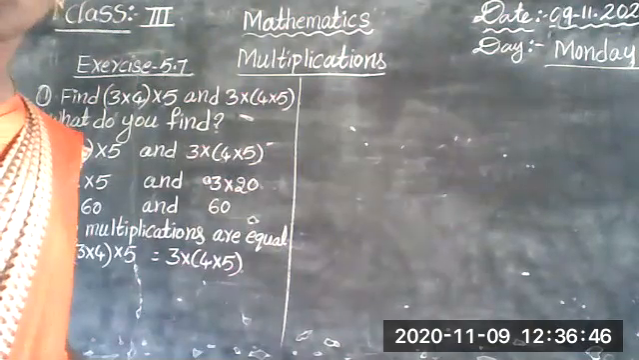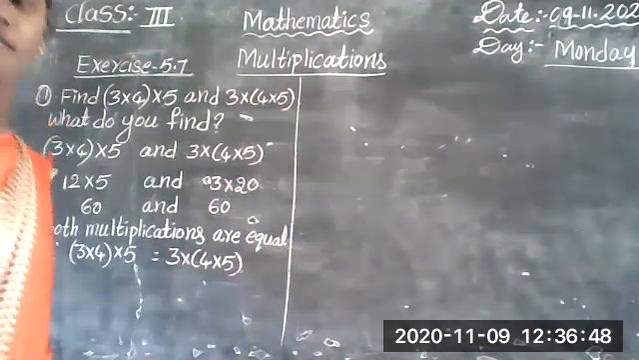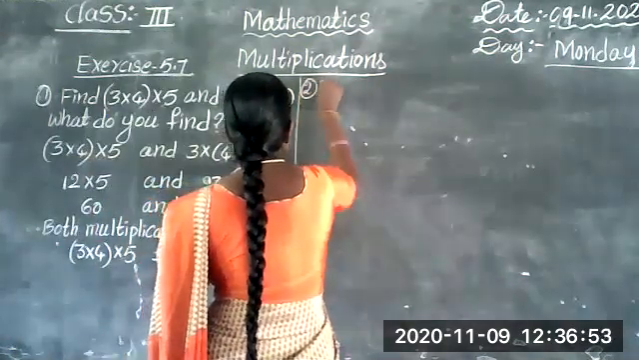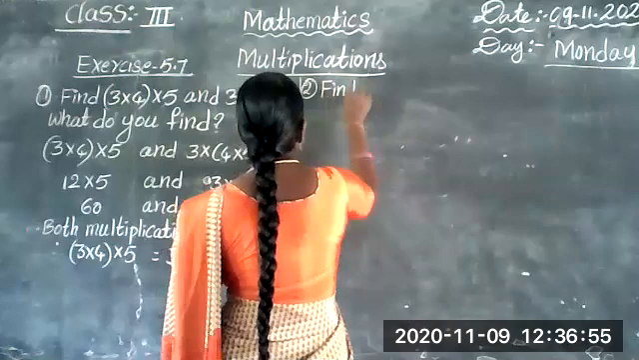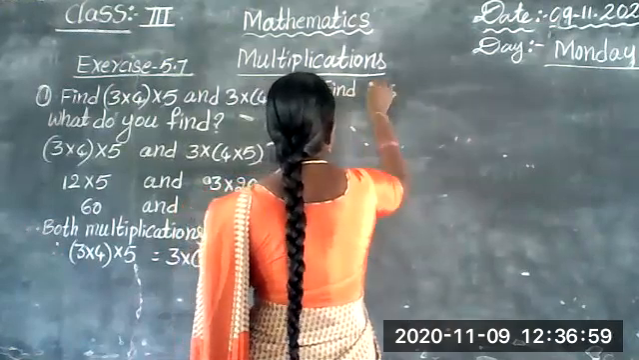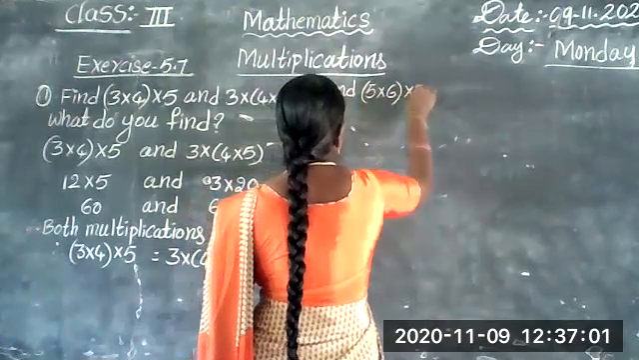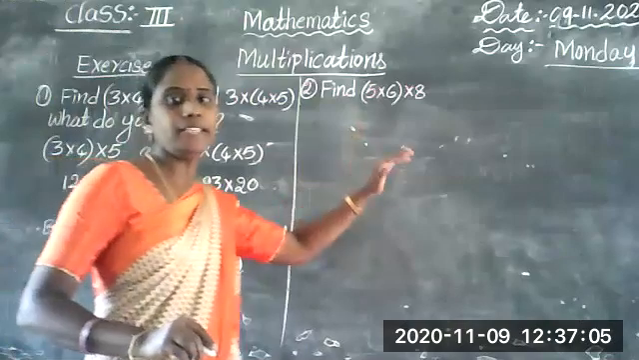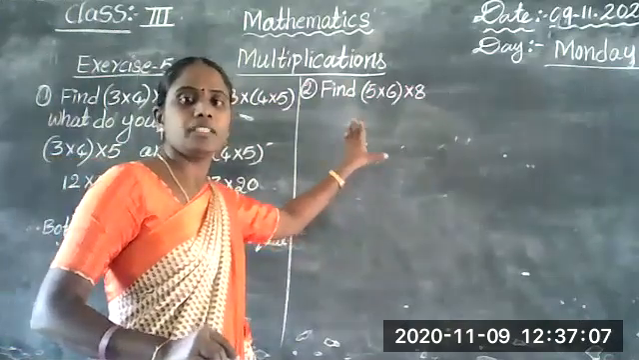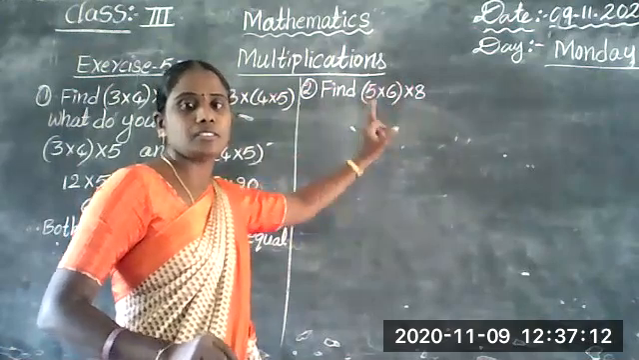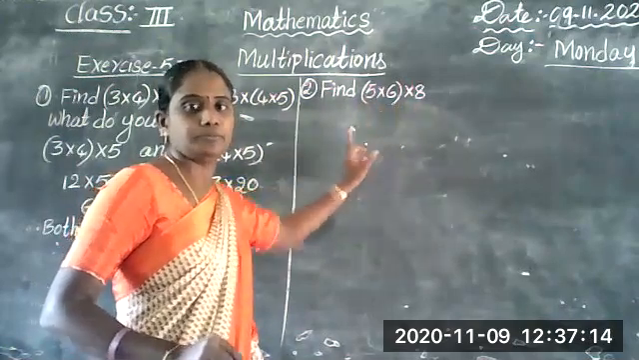Next I will explain one more problem. See, children. Second one. Find 5 × 6 × 8. Three numbers, two multiplications here: 5 × 6 and 6 × 8.